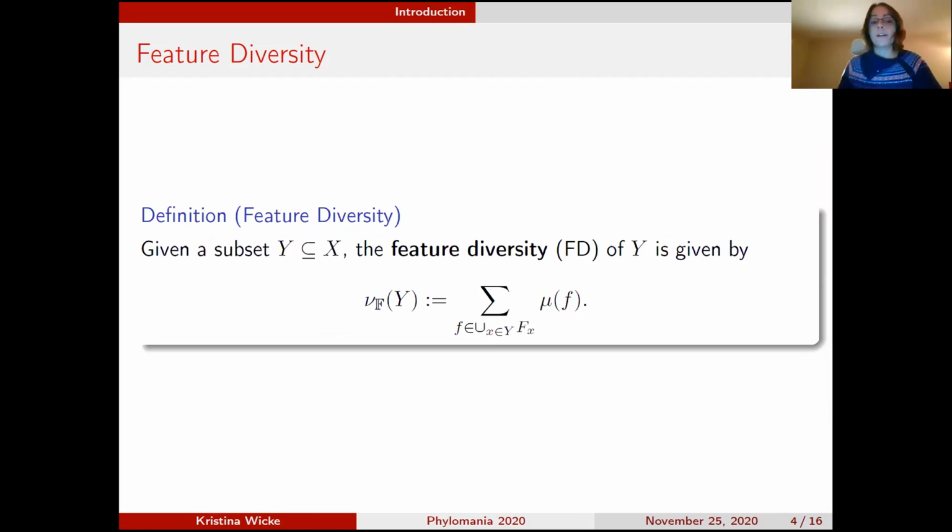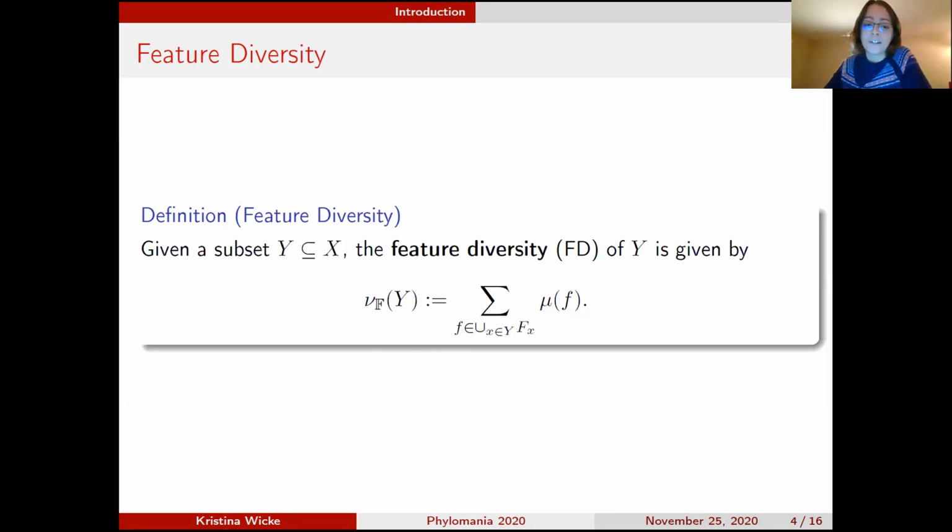of taxa. So given a subset Y of taxa, the feature diversity of Y is simply defined as the sum of the mu values over all features that are present in at least one taxon in Y. And so assuming that a variety of features will probably, for example, make it likely for species to be able to adapt to environmental changes and so forth, it seems like a plausible idea to try to conserve as much feature diversity or feature variety as possible. So maximizing feature diversity could be one aim of biodiversity conservation.